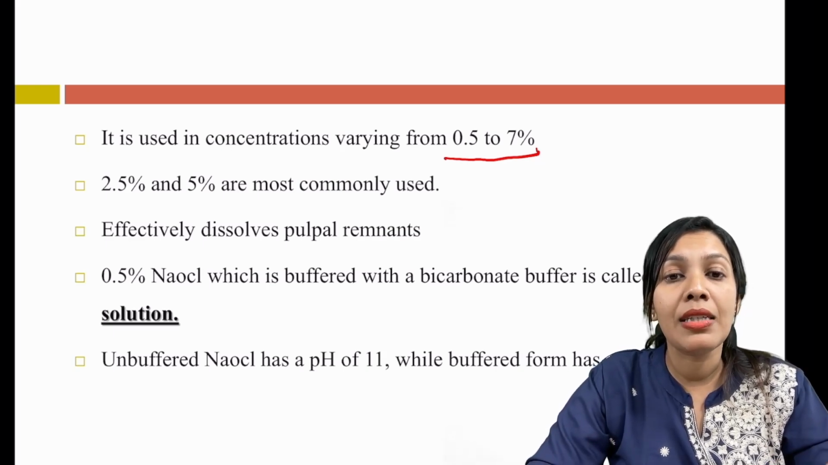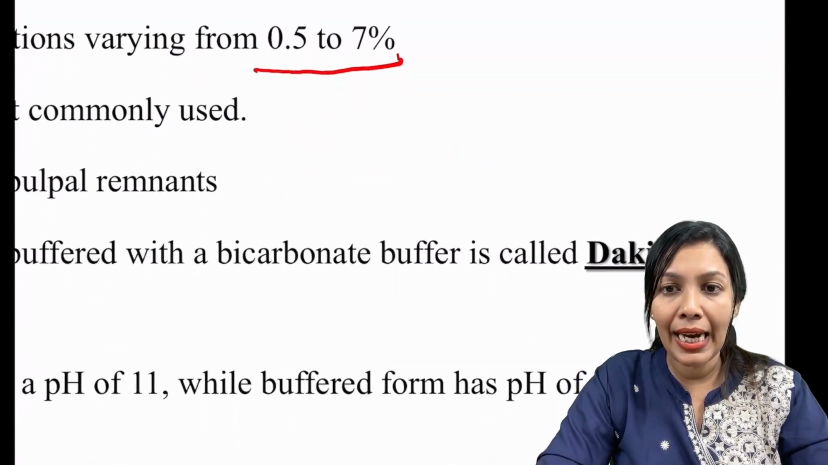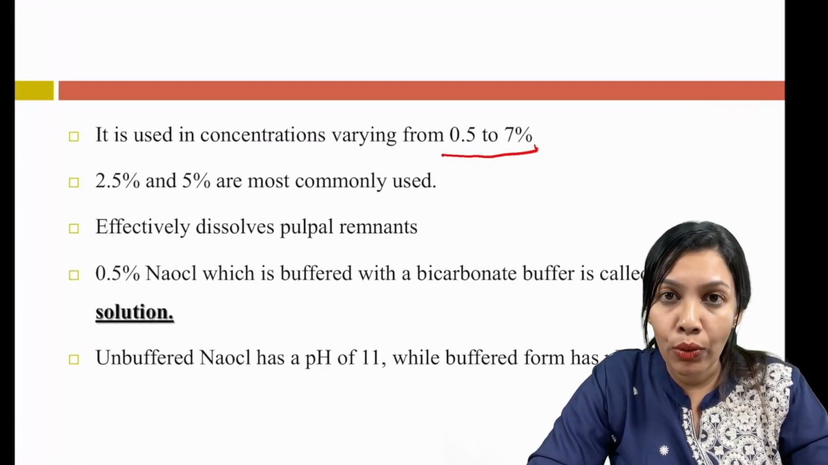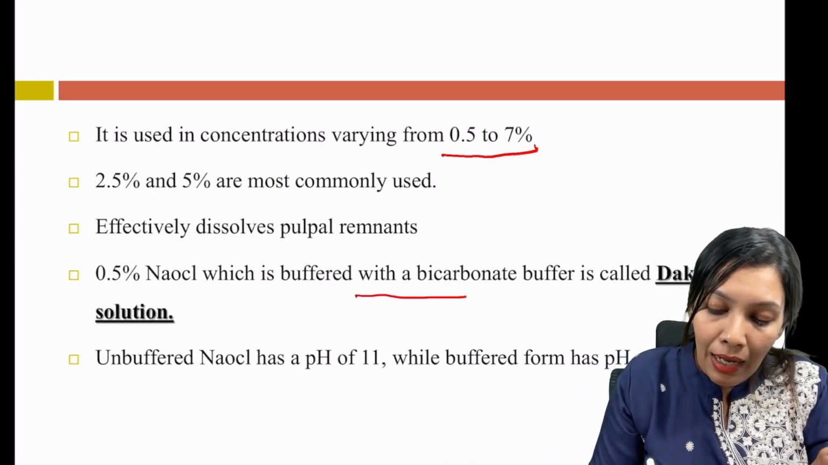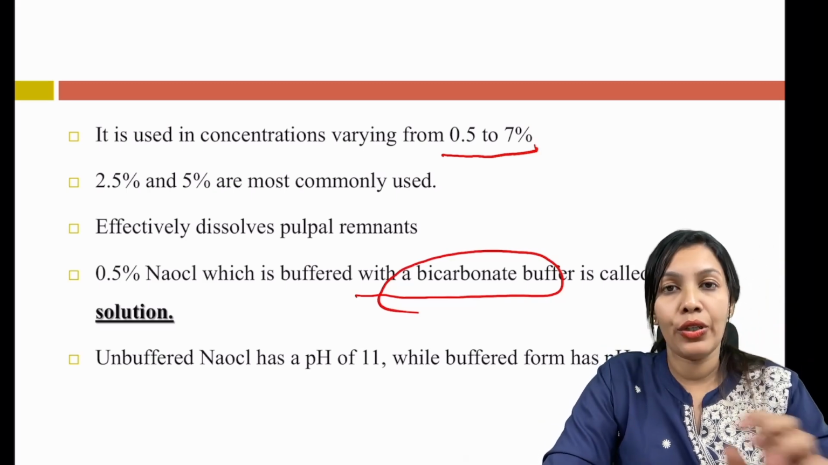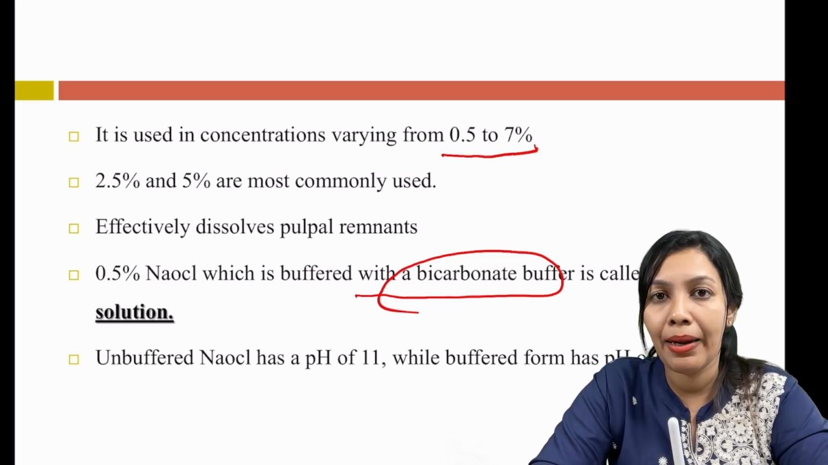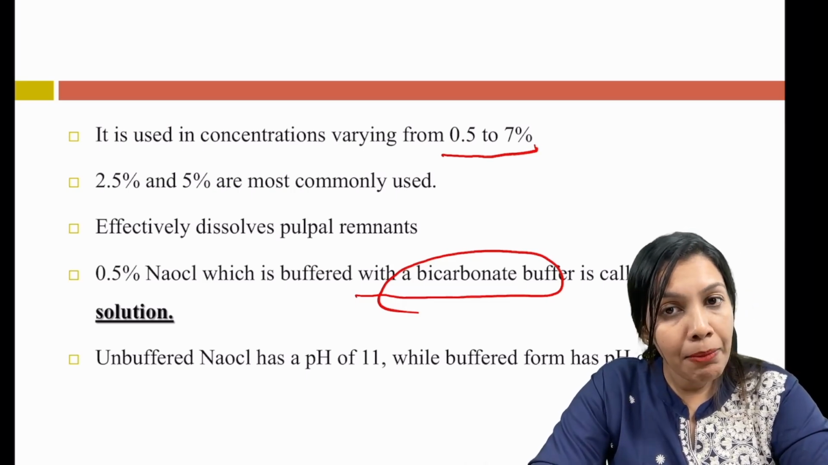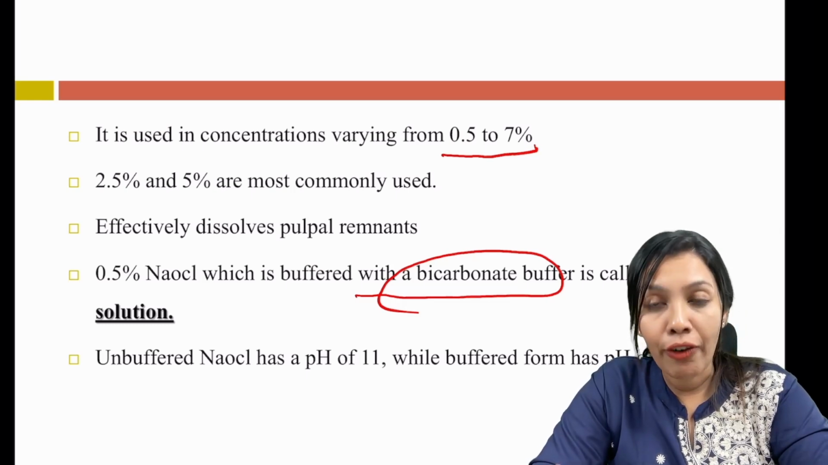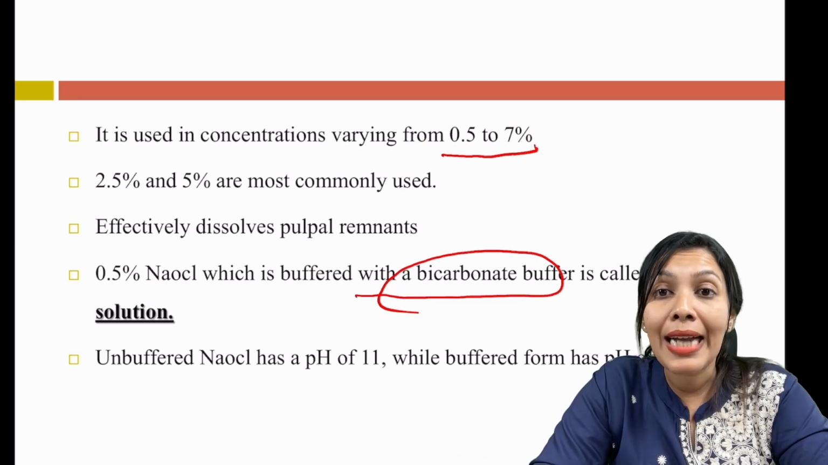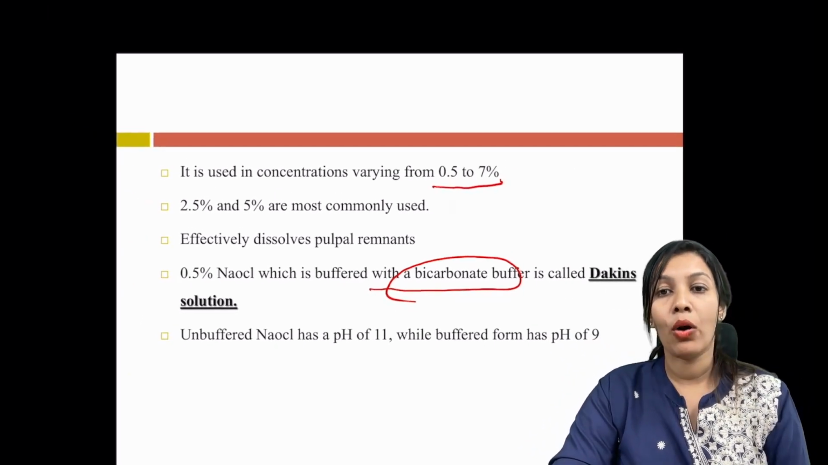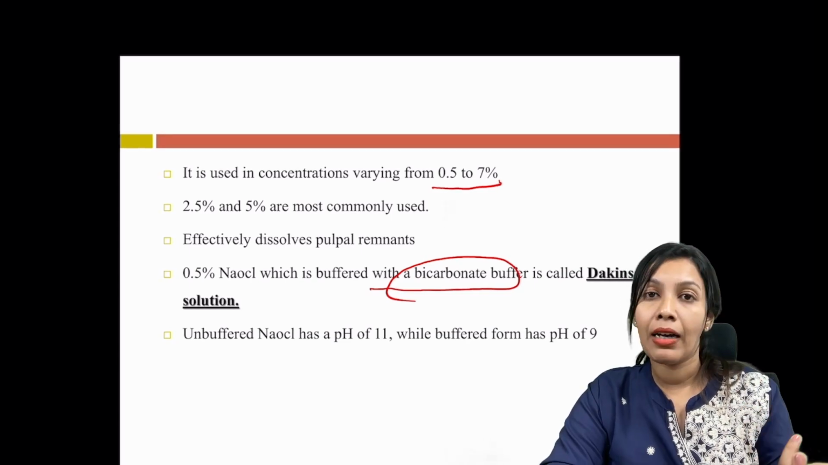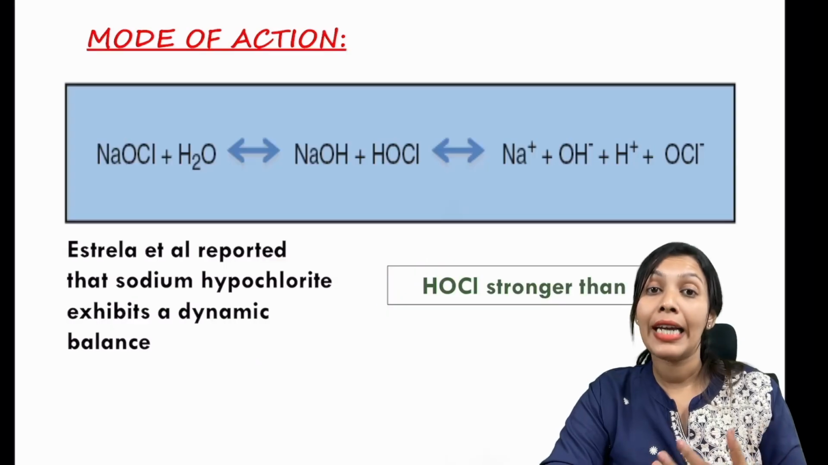Another important term is Dakin solution. Dakin solution is 0.5% sodium hypochlorite. When we mix it with a bicarbonate buffer, it is called Dakin solution. This question has been asked in NEET PGMDS, so please concentrate on this topic especially. Unbuffered sodium hypochlorite has a pH of 11, but the buffered one, like Dakin solution, has a pH of 9. That is very important. Dakin solution has a pH of 9 because it is buffered with bicarbonates, while unbuffered has a pH of 11.